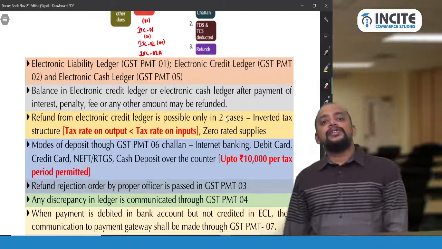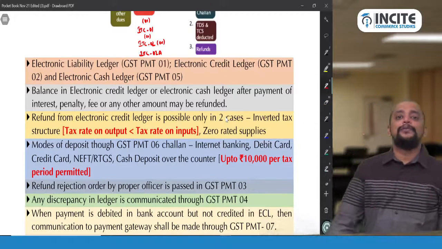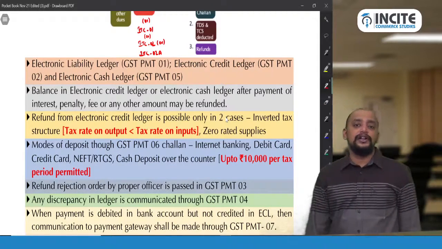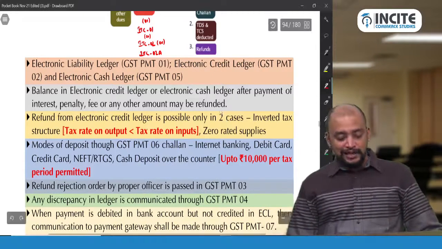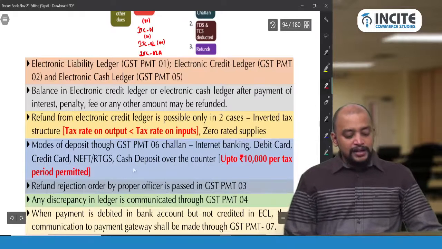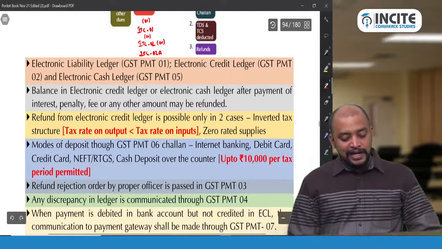Same way, for the electronic cash ledger, you may be eligible for the refund, but if there is no balance in the electronic cash ledger, they will not give the refund to you, because you have used it for payment of the liability. That is the logic. And refund from the electronic credit ledger, I already discussed this point.